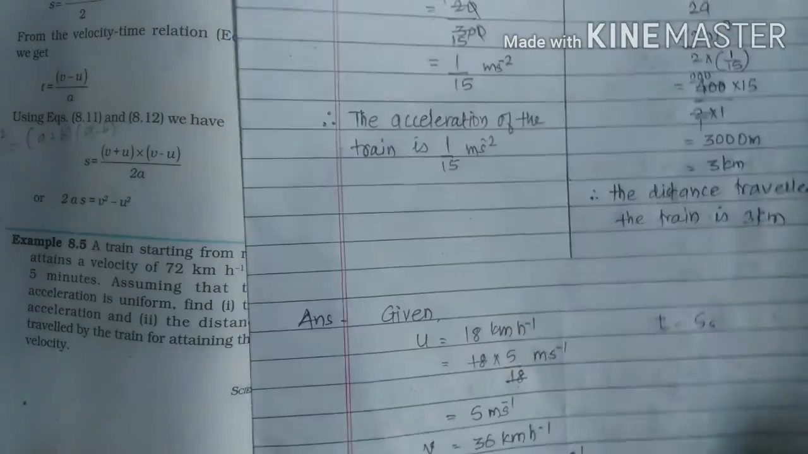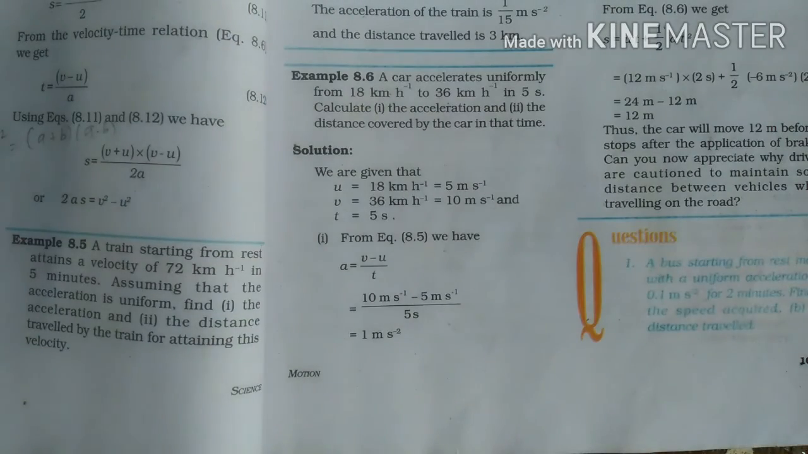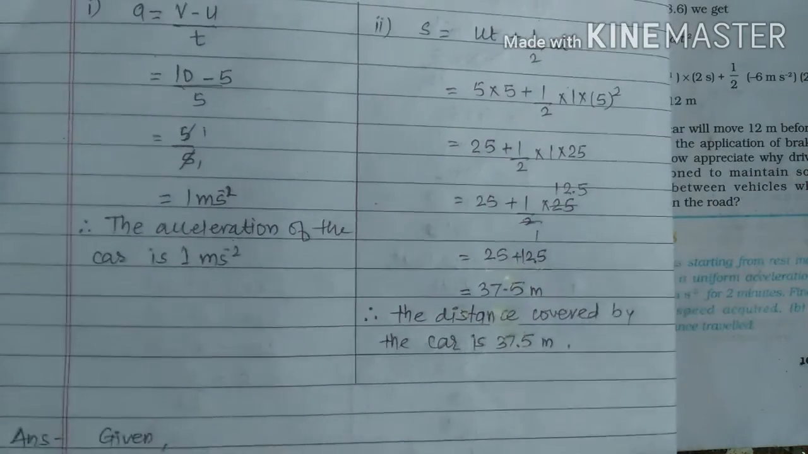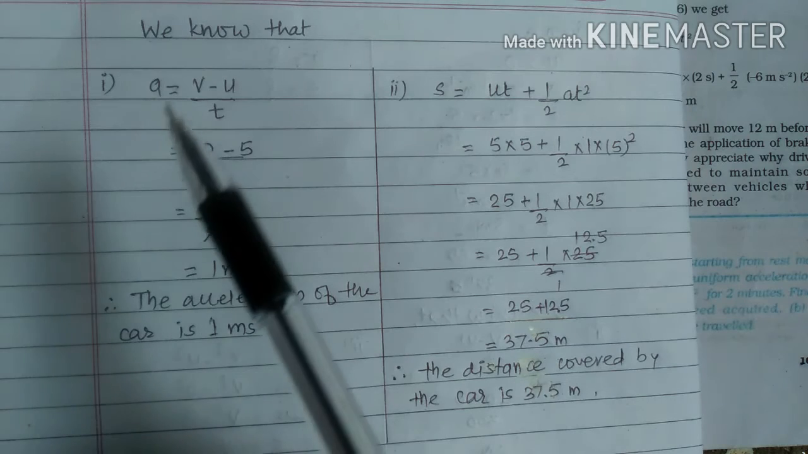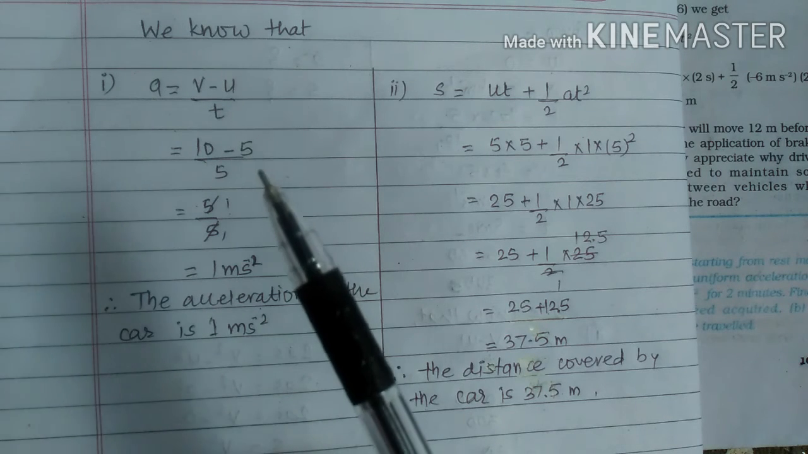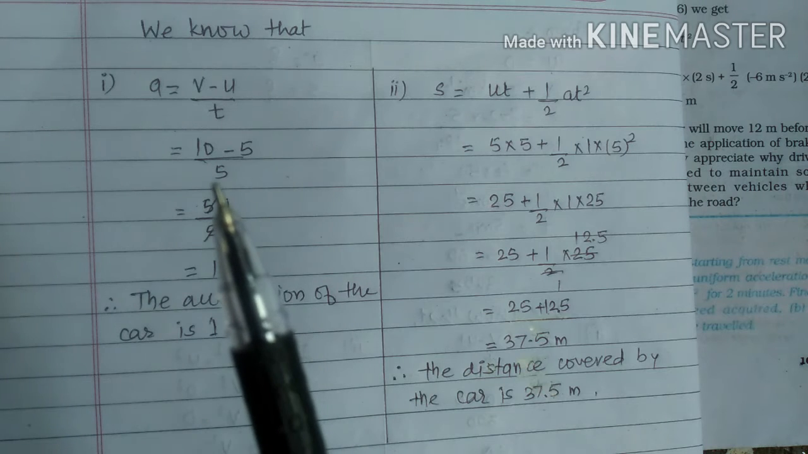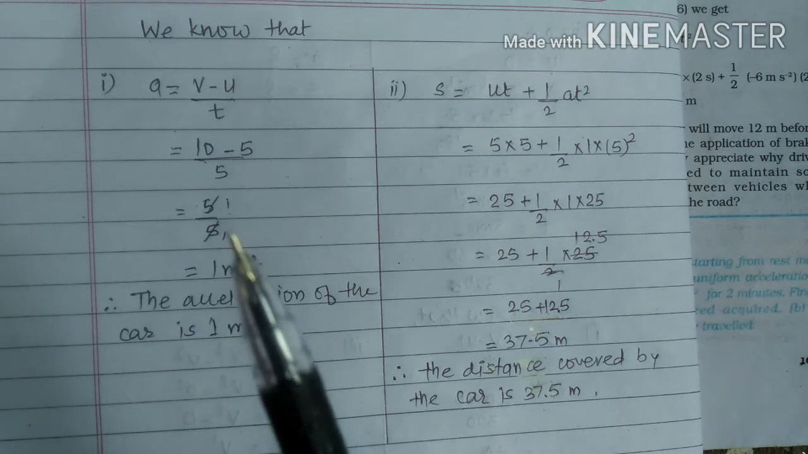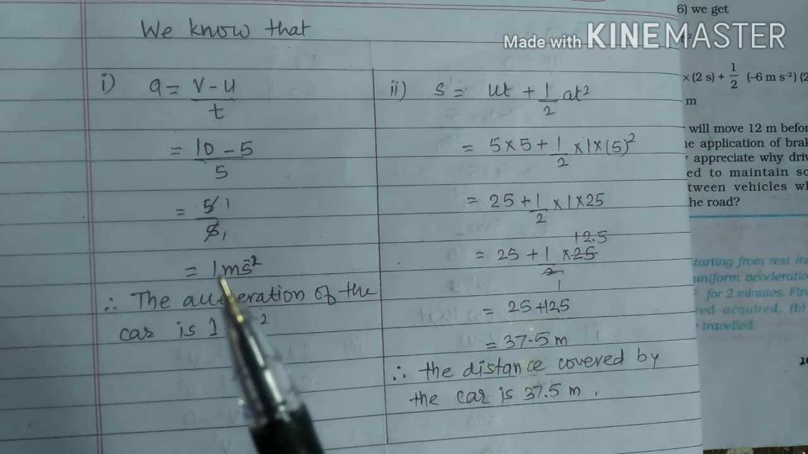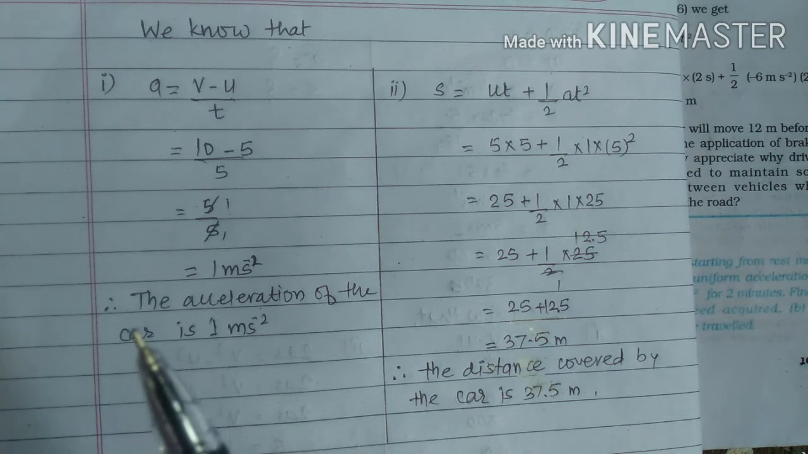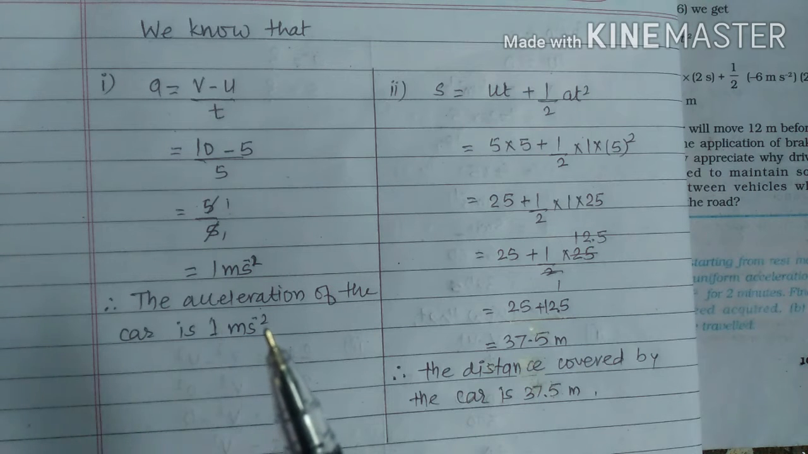Now we know the formula. See here, a is equal to v minus u upon t. v is 10, u is 5, time t is again 5 seconds. Now 10 minus 5 is 5, upon 5, 5 ones are 5, so 1 upon 1, means only 1 meter per second square. This is the acceleration of the car, 1 meter per second square.